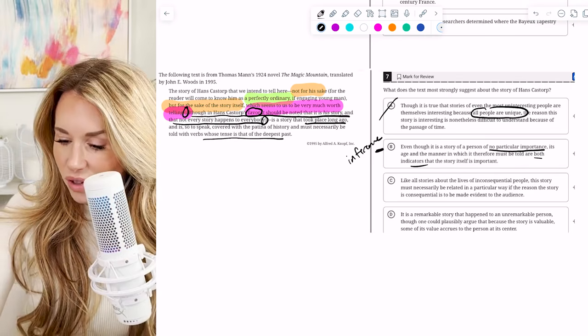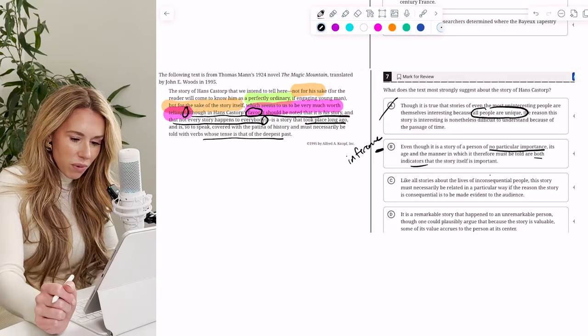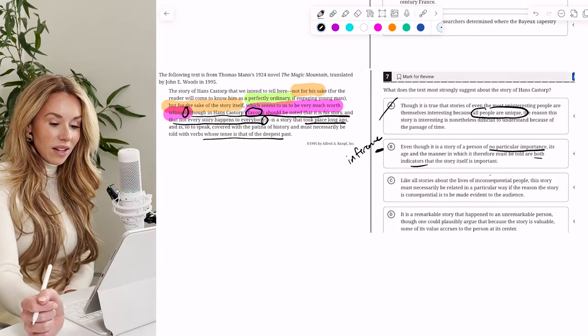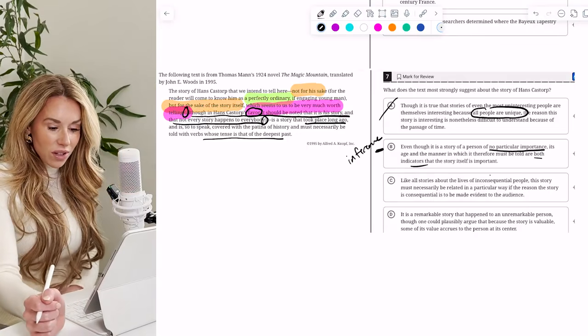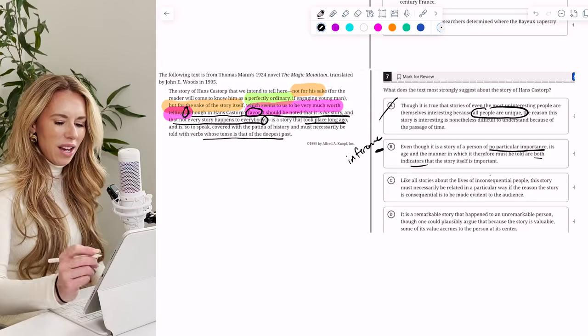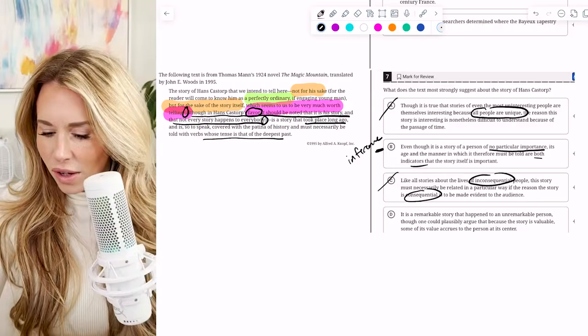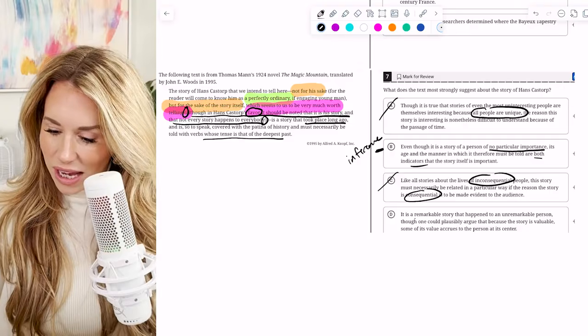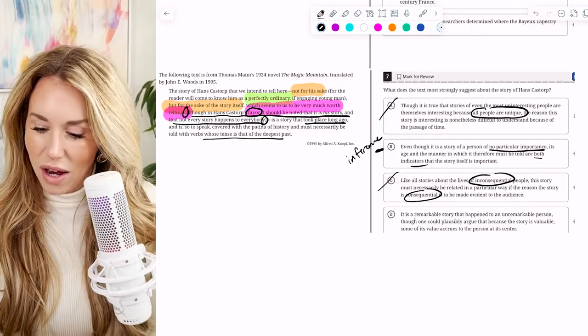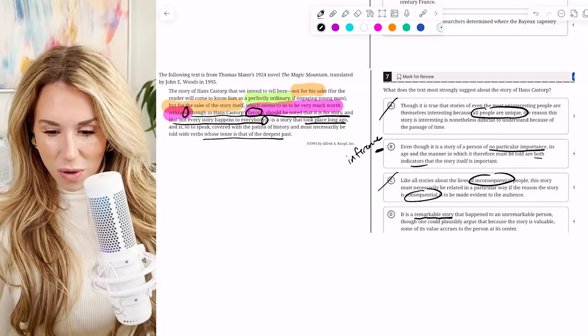C says, like all stories about the lives of inconsequential people, this story must necessarily be related in a particular way if the reason the story is consequential is to be, okay, what? What is this? That wasn't talked about. Let's keep it simple. D, it is a remarkable story that happened to an unremarkable person. Okay, what is the synonym for a remarkable story?